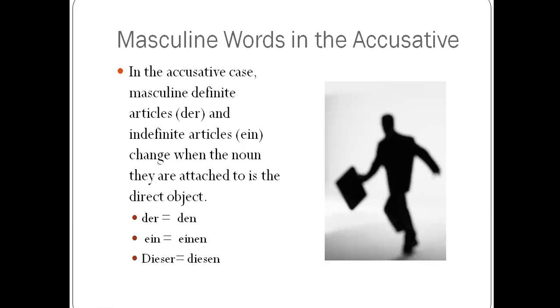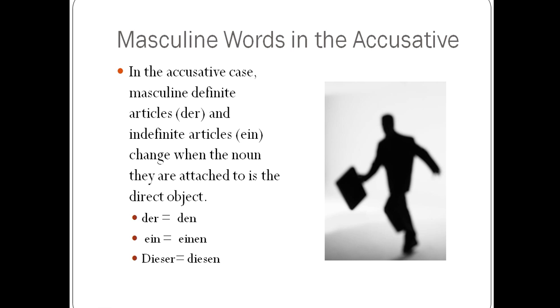Now that we know what a direct object is, we need to look at how this applies to German. The main thing is, in the accusative case, that means when these things are direct objects, any masculine word, your article changes, meaning either the, which is der, or your ein changes when the noun they are attached to is a direct object. So instead of saying, ich habe der Kuli, I have the pen, you need to say, ich habe den Kuli, which also means I have the pen.